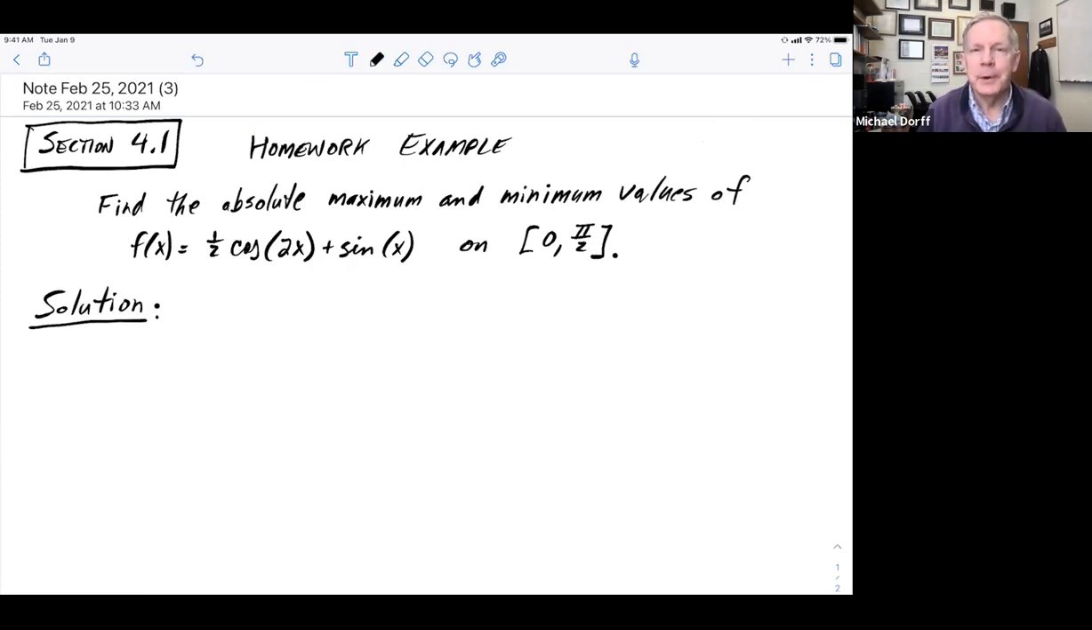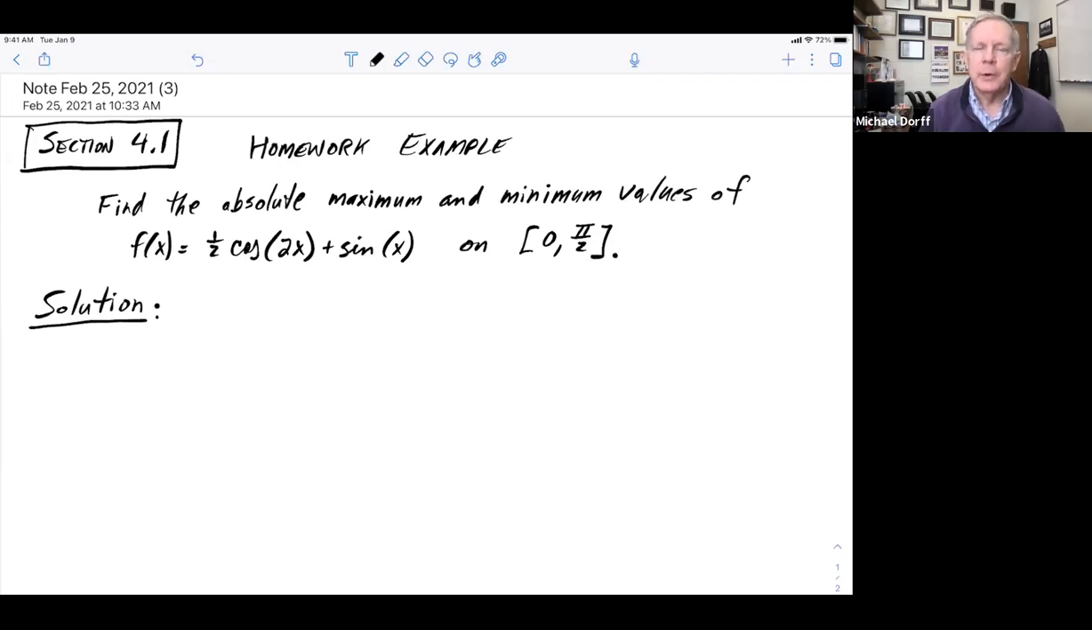We're in section 4.1 and we're looking at this homework example. In this example, we're supposed to find the absolute maximum and minimum values of a given function on a certain interval. All right, to do this, the first thing we will do is find the critical numbers of our function.